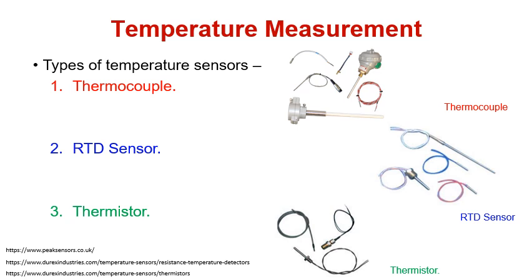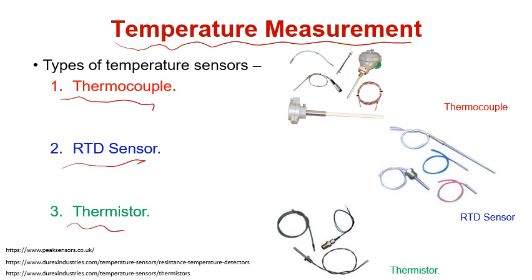In the measurement of physical quantities, we are going to start with the temperature measurement. So in temperature measurement, we are going to study three kinds of sensors that can be used to measure the temperature. They are thermocouple, RTD, and thermistor.